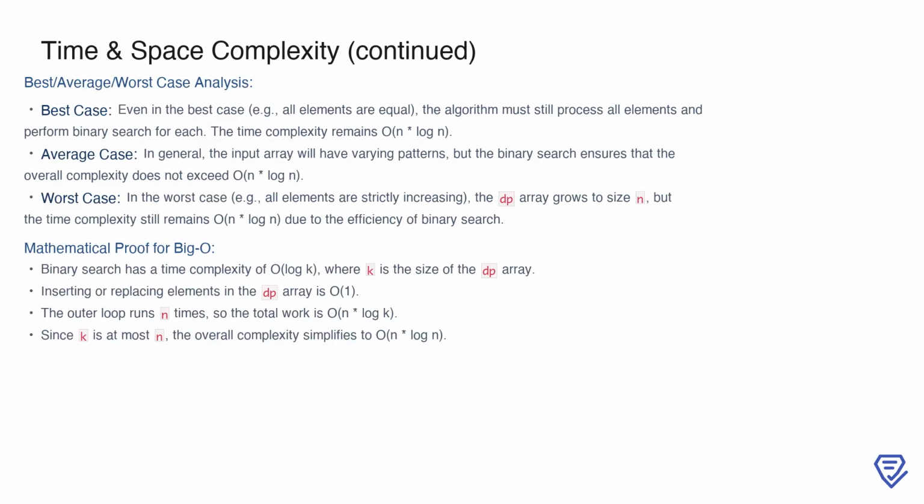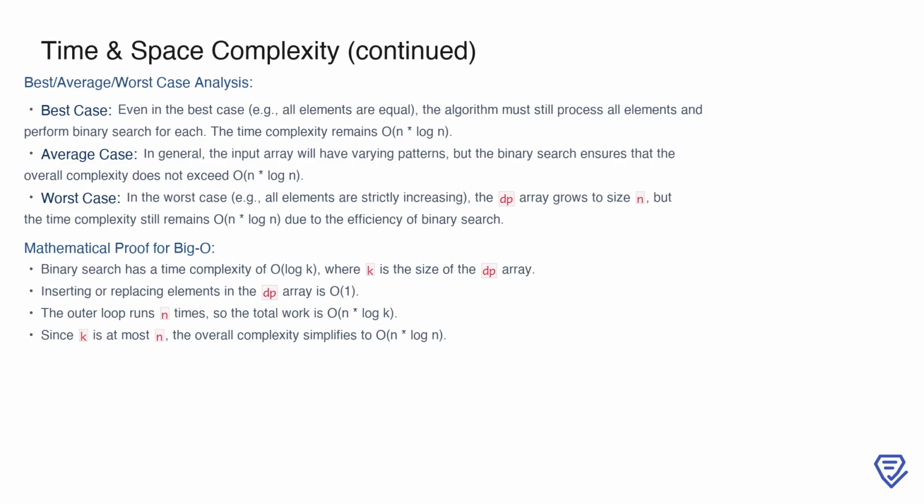Finally, let's analyze the algorithm across best, average, and worst-case scenarios. In the best case, where all elements in the array are equal, the algorithm still processes each element and performs a binary search for each, resulting in a time complexity of O(n * log n). For the average case, the input array typically has varying patterns, but the binary search ensures that the overall complexity does not exceed O(n * log n). Even in the worst case, such as when all elements are strictly increasing, the dp array grows to its maximum size of n.